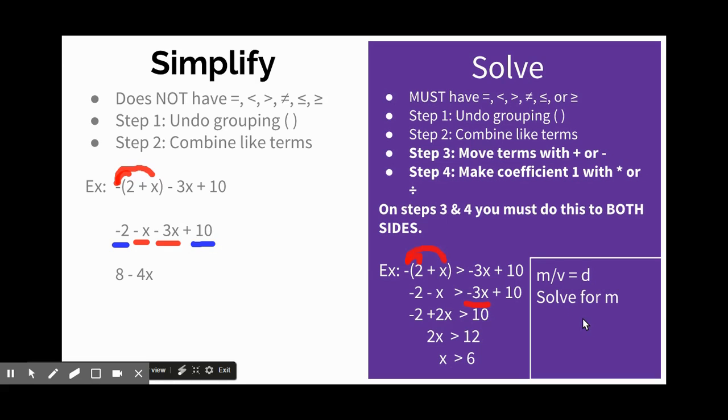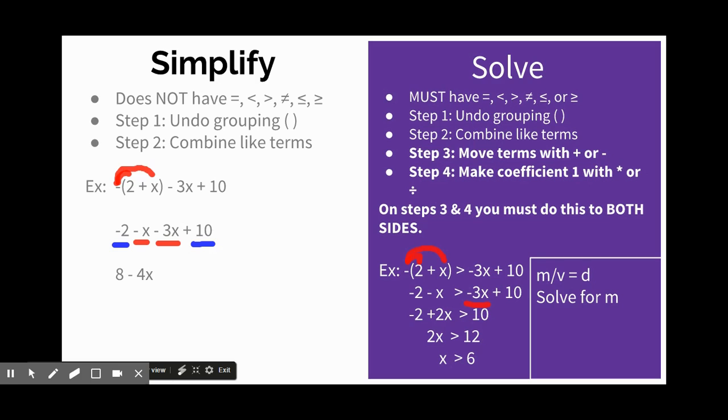And then I might tell you solve for m. There are no numbers, so you've got to figure this out. When it says solve for m, it means get everything away from m. We want m by itself and everything else on the other side. So to do that, right now m is being divided by v.